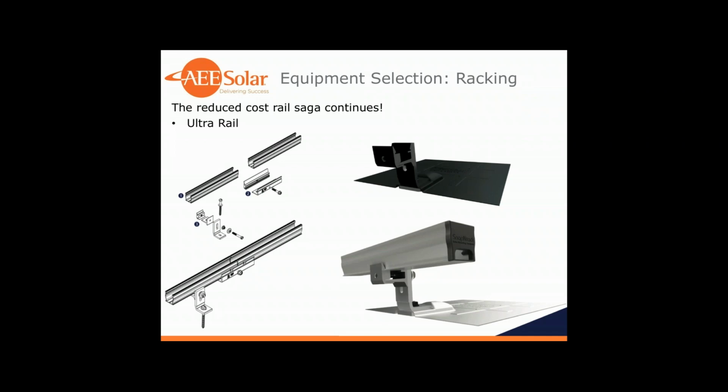If you get to see this Ultra Rail system in action, it actually just snaps into the attachments, and they've been able to redesign the splice that goes between the rails to be a snap-in with a single bolt. So you save money on the actual equipment racking itself, and the labor has been sped up as well. And if you ask me, this kind of completes the solar system cost reduction trifecta.